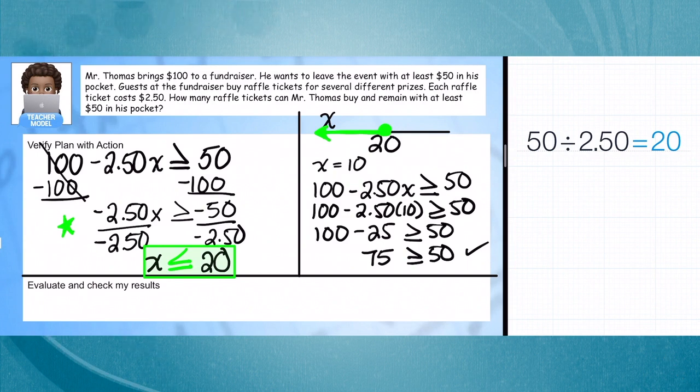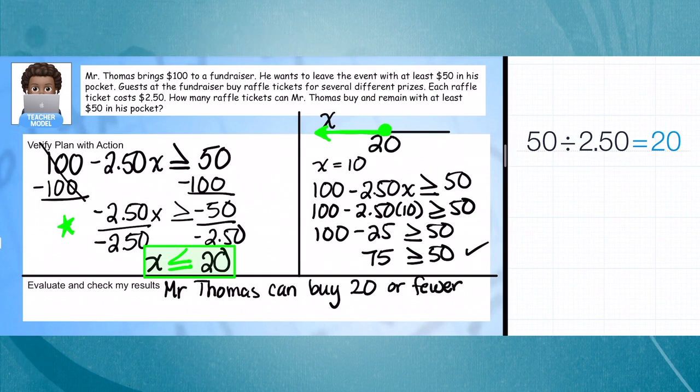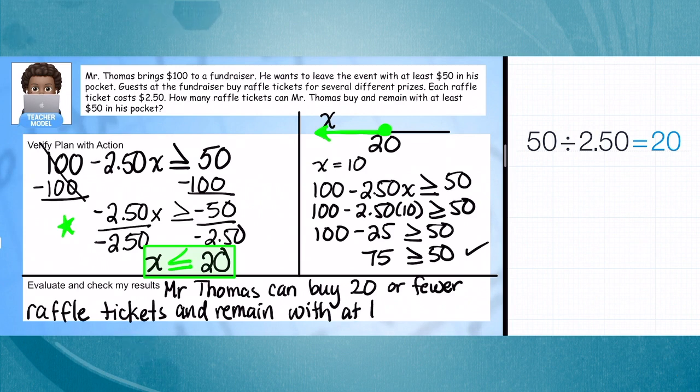How many raffle tickets can Mr. Thomas buy? Mr. Thomas can buy 20 or fewer raffle tickets and remain with at least $50 in his pocket.